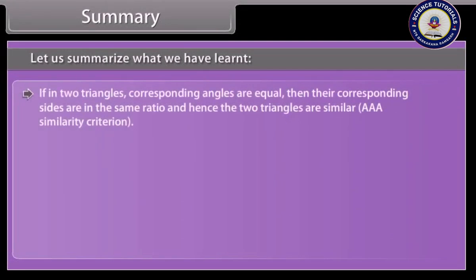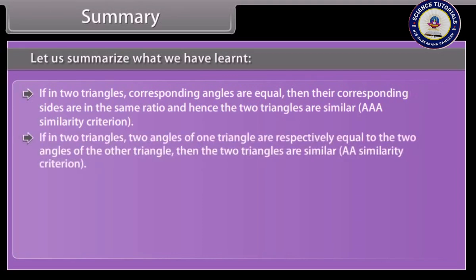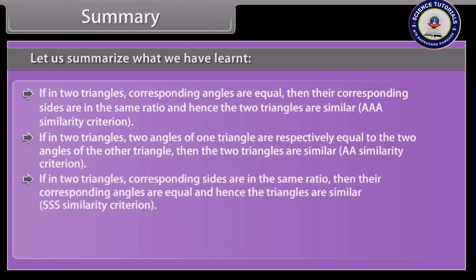If in two triangles, corresponding angles are equal, then their corresponding sides are in the same ratio, and hence the two triangles are similar by AAA similarity criterion. If in two triangles, two angles of one triangle are respectively equal to the two angles of the other triangle, then the two triangles are similar, or AA similarity criterion. If in two triangles, corresponding sides are in the same ratio, then their corresponding angles are equal, and hence the triangles are similar, SSS similarity criterion.